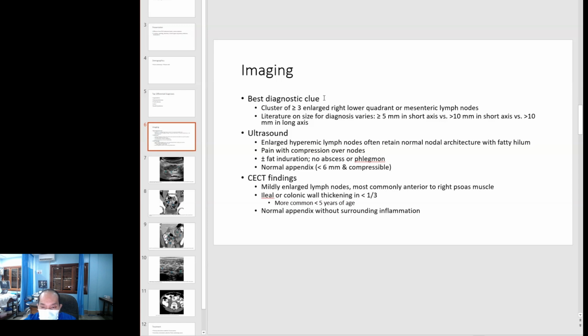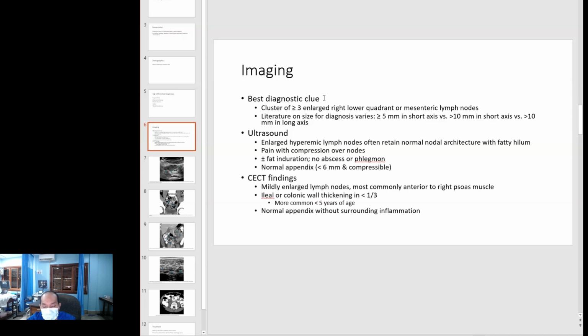Imaging, best diagnostic clue: a cluster of more than three enlarged right lower quadrant mesenteric lymph nodes. Literature on size for diagnosis varies: more than 5 mm in short axis, versus more than 8 mm in short axis, versus more than 10 mm in long axis.